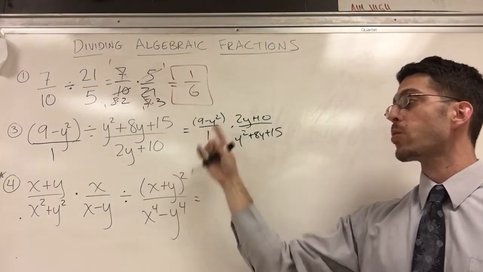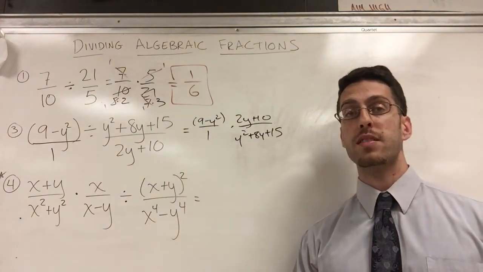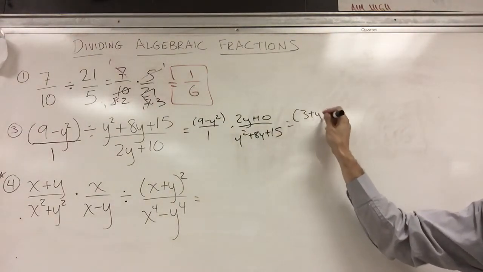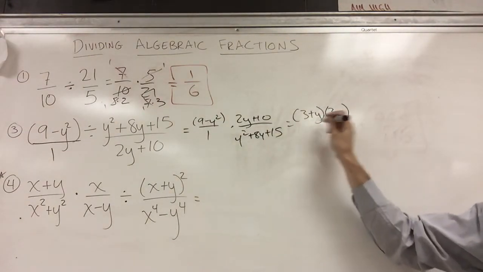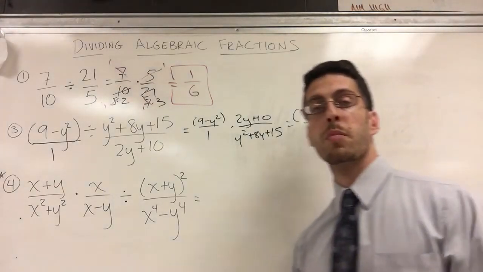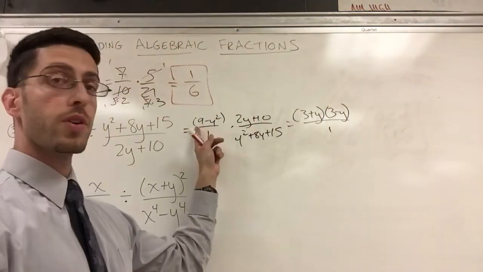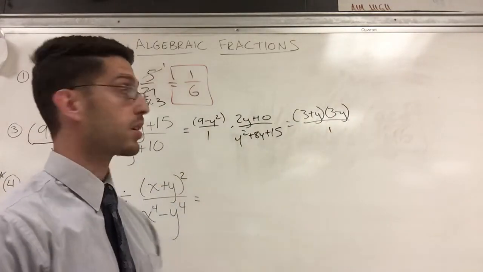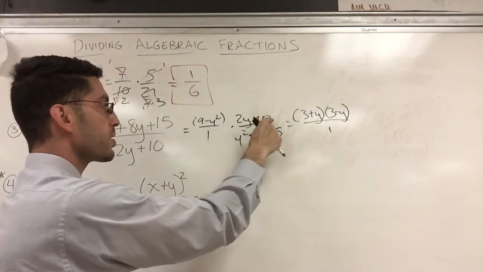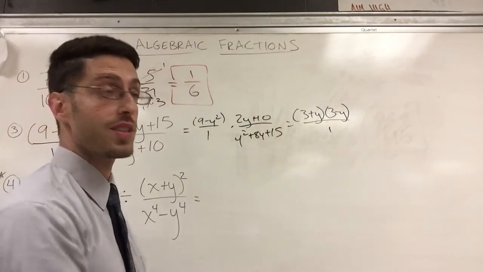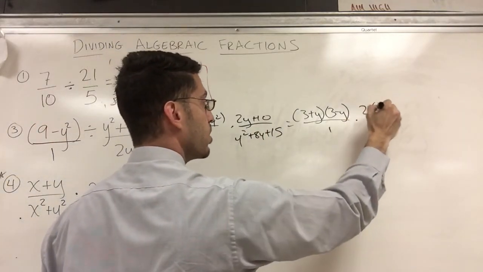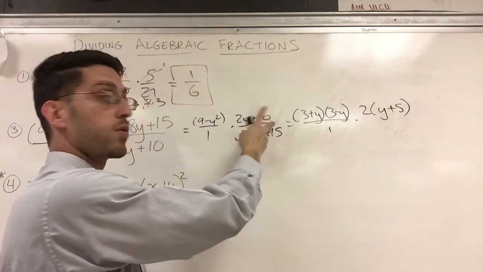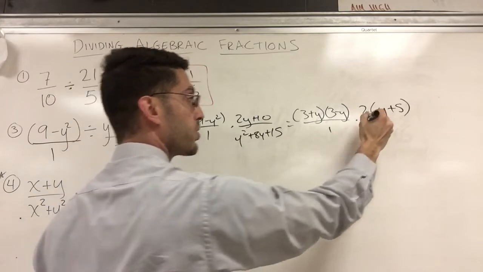So if I see 9 minus y squared, hopefully you're comfortable enough with difference of two squares, and you know this is 3 plus y, 3 minus y over 1, okay? Remember, the number came first here, so the numbers have to come first here. Don't switch it around, it complicates things. 2y plus 10, well, that looks like it calls for GCF. So this is times 2 times y plus 5, because I factored out my GCF. 2 goes into both 2 and 10, so that leaves me with y plus 5 over.